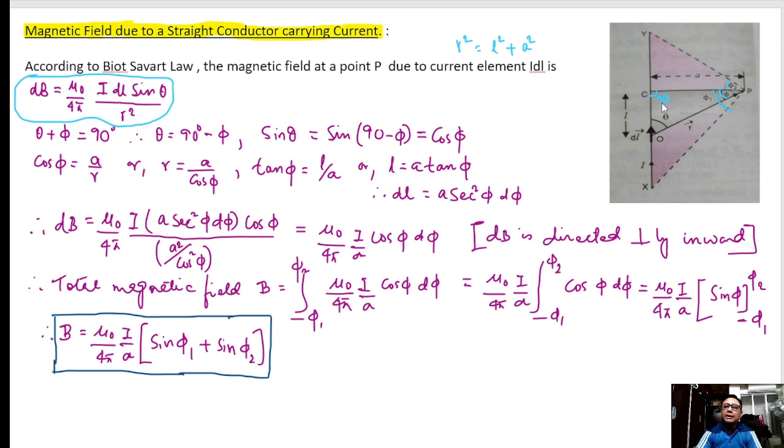So theta plus phi equals 90 degrees, or theta equals 90 degrees minus phi. So sine theta will be sine(90 minus phi), which is cos phi. And what is cos phi? Please watch here. What is cos phi?